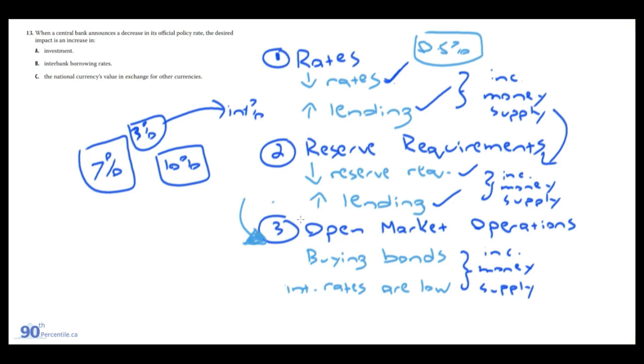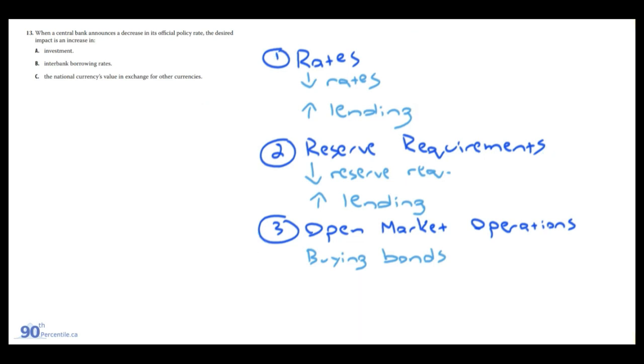It's just gotten so out of hand recently, but that's a story for another day. Yeah, key point is that once they run out of tools and interest rates are really low, they don't really have anything else they can do after they've already decreased reserve requirements. The last option they have is to print cash and buy debt. When a central bank announces a decrease in its official policy rate, the desired impact is an increase in investment, interbank borrowing rates, or an increase in the national currency's value in exchange for other currencies.